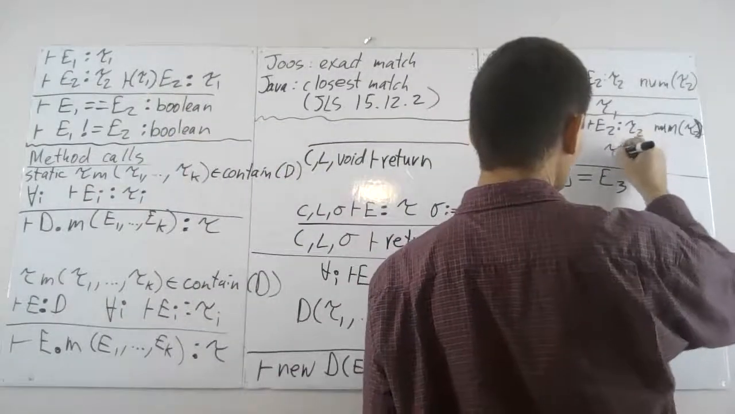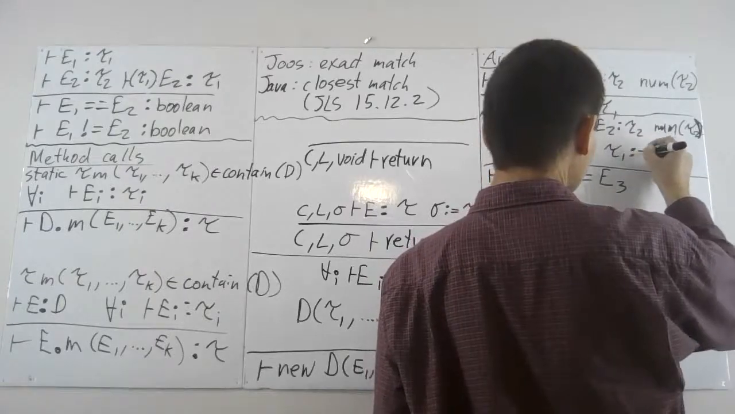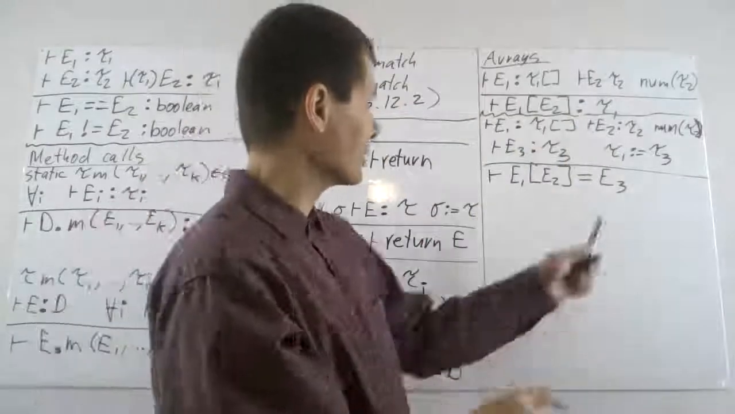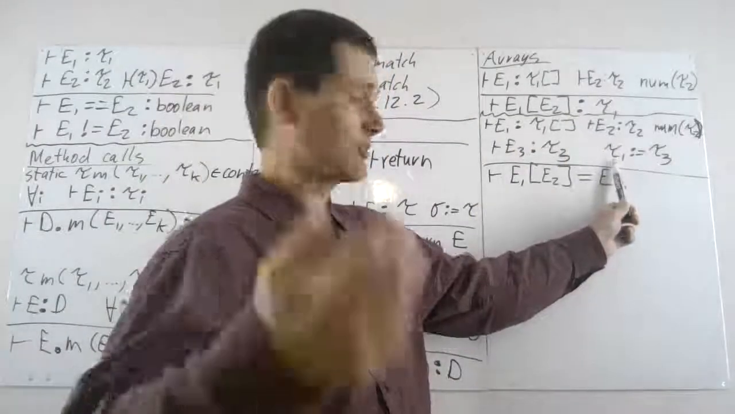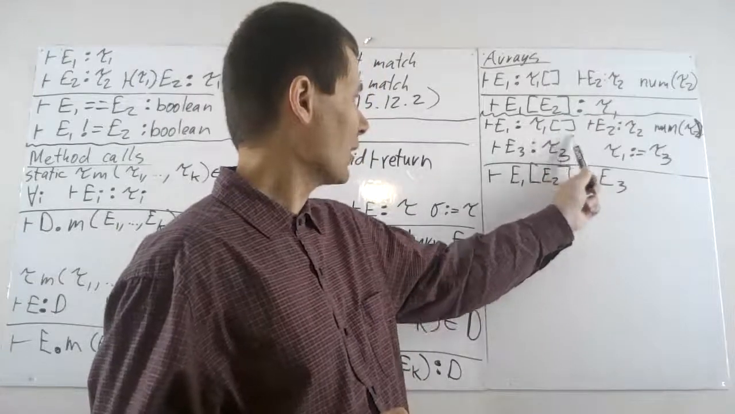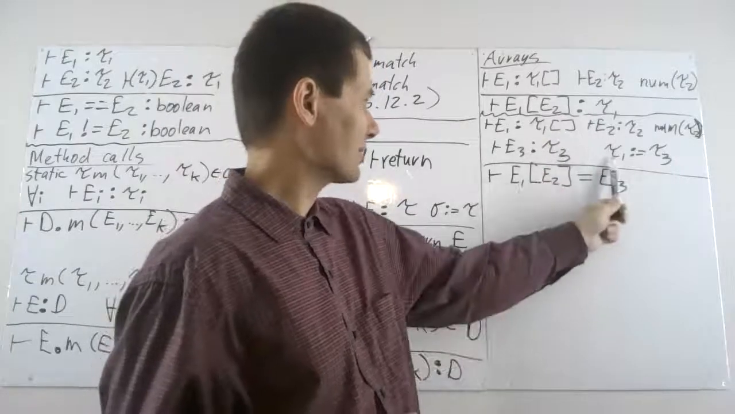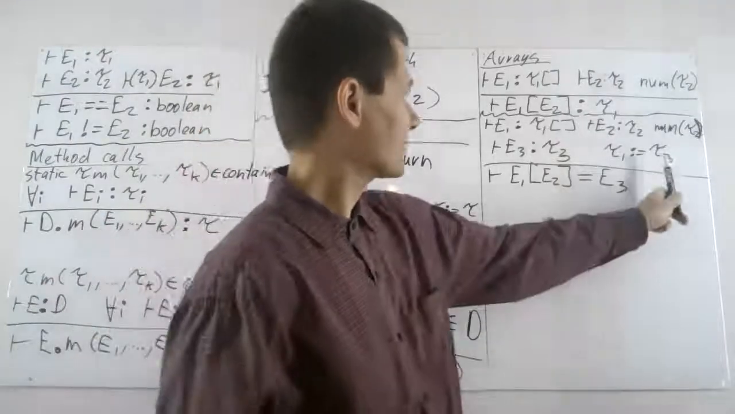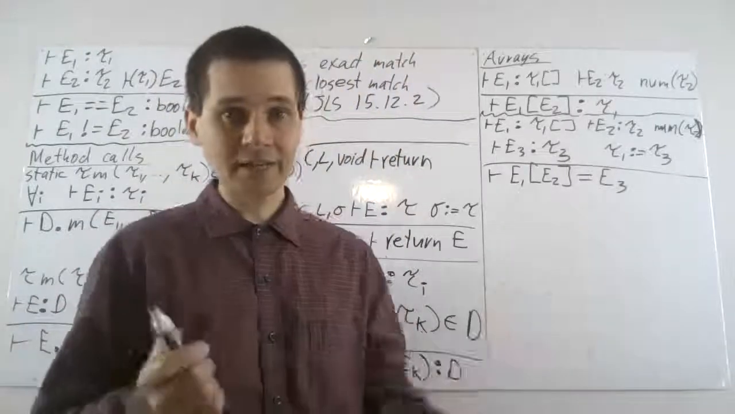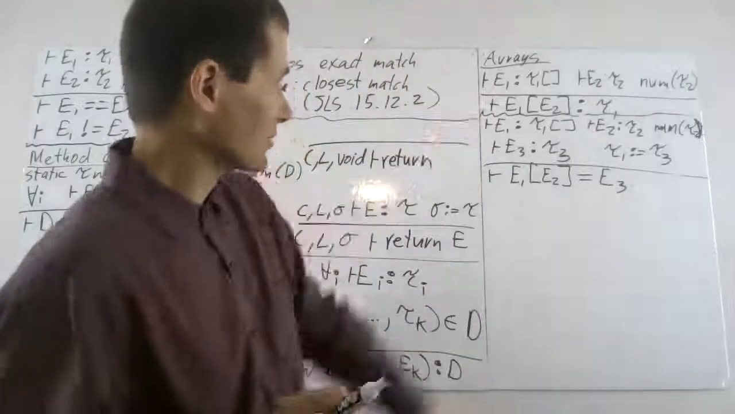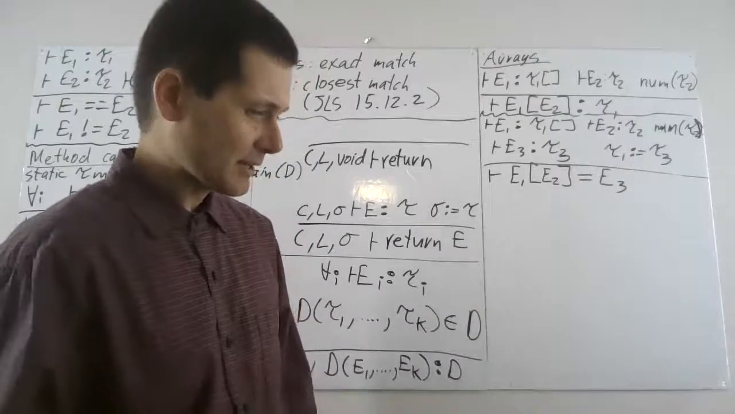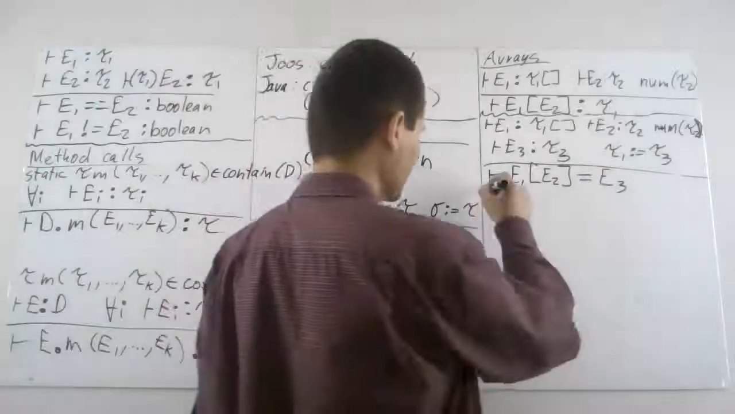And then we want a value of type tau3 to be assignable to a location of type tau1. It's an array of tau1s, and so each element of the array is of type tau1. So tau3 has to be assignable to tau1. Again, there's a whole bunch of premises, but they shouldn't be scary.